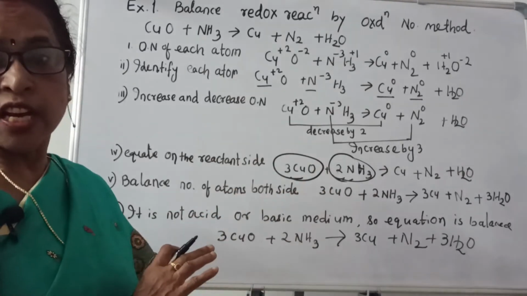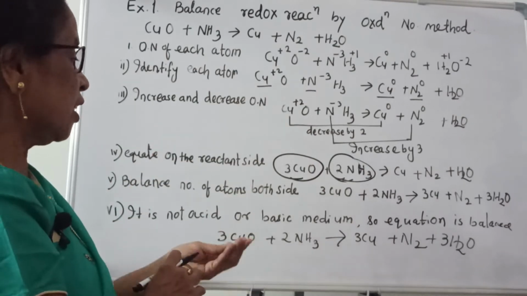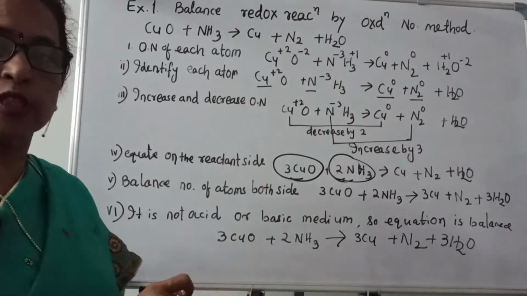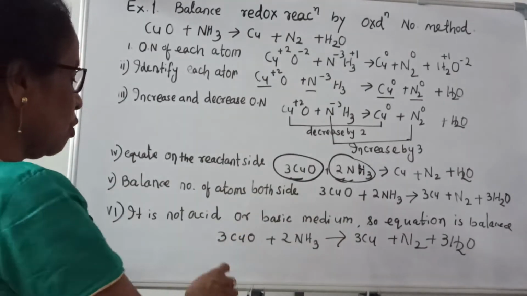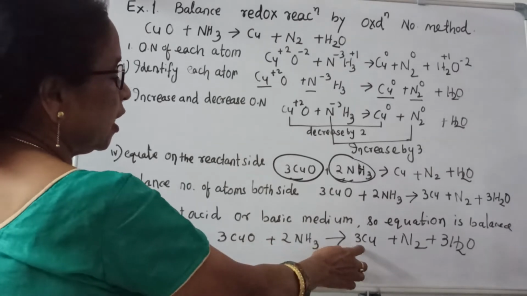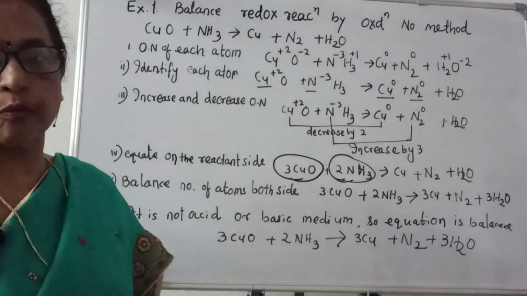Here it is not written whether it is basic medium or acid medium. The question has not given it. That is why the equation is balanced. Now the equation is already balanced. So 3CuO plus 2NH3 gives 3Cu plus N2 plus 3 molecules of water.